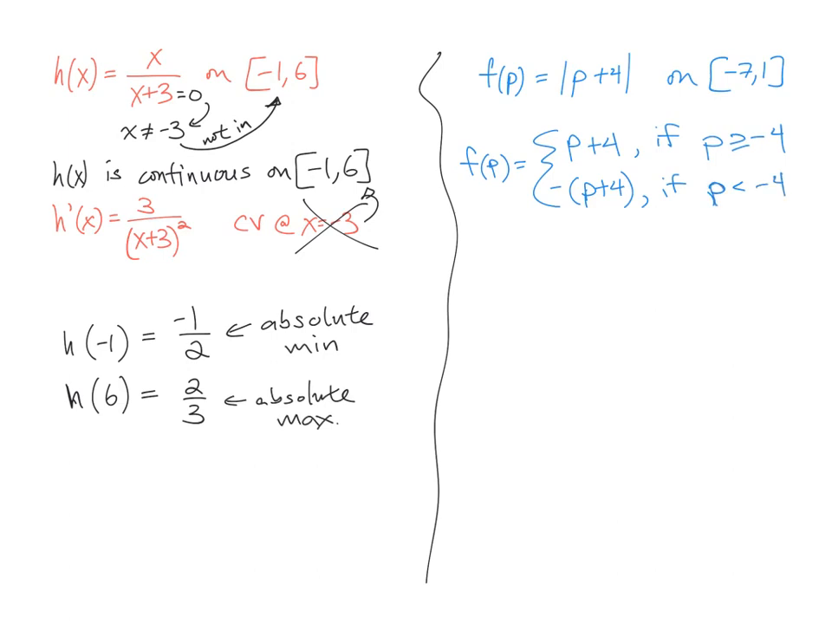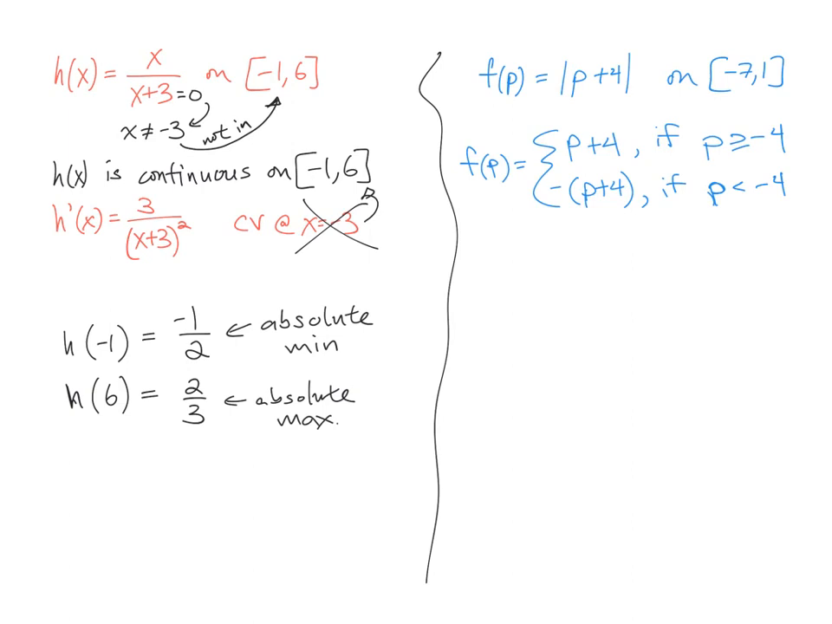So absolute value functions, to answer our question, is this function continuous? Yes, absolute value functions are continuous. Fine. So we have this particular absolute value function. How did I get this value over here? Well, I just take the inside of the absolute value, set it equal to 0, solve for p. That's where this value comes from. This is where the sharp turn is.